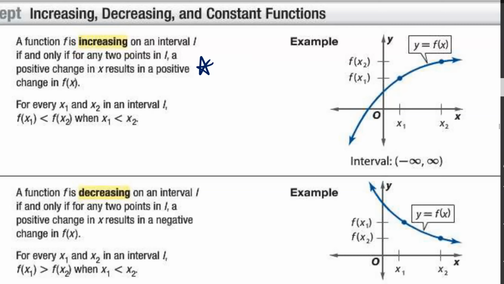So when I'm saying on an interval, in this example the interval is from negative infinity to infinity. So we're just going from A to B, and notice my y is getting bigger and bigger as we go bigger in x. So it says f of x is increasing.